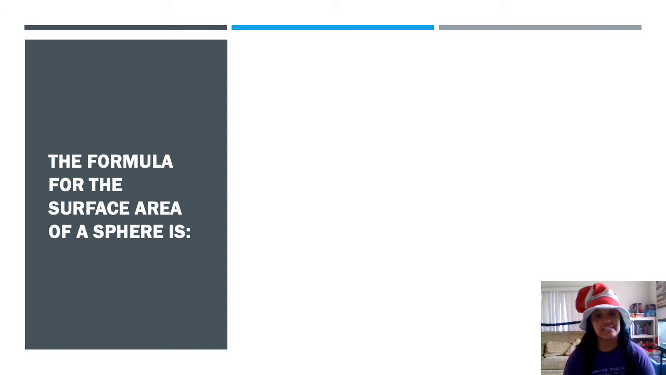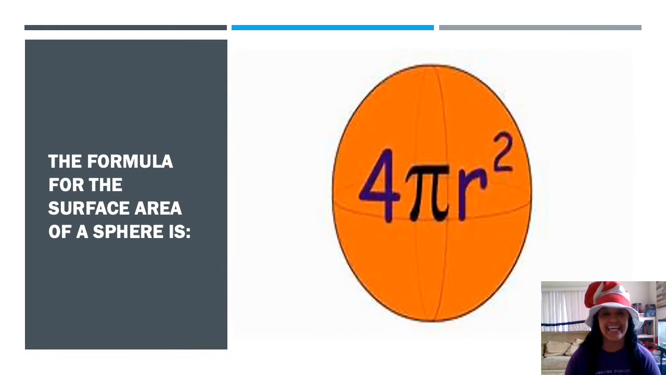Okay, so I know we just learned about the volume of a sphere. So now we're looking at the surface area of the sphere. So what can you tell me? What is the formula for the surface area of a sphere? Absolutely. It is 4 pi r squared. And once again, remember that r always represents the radius.